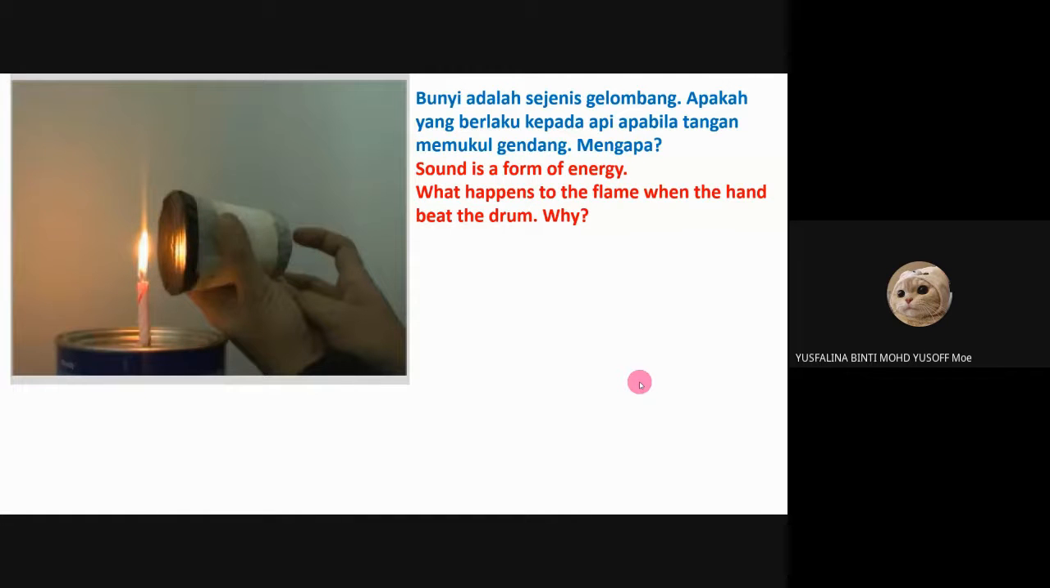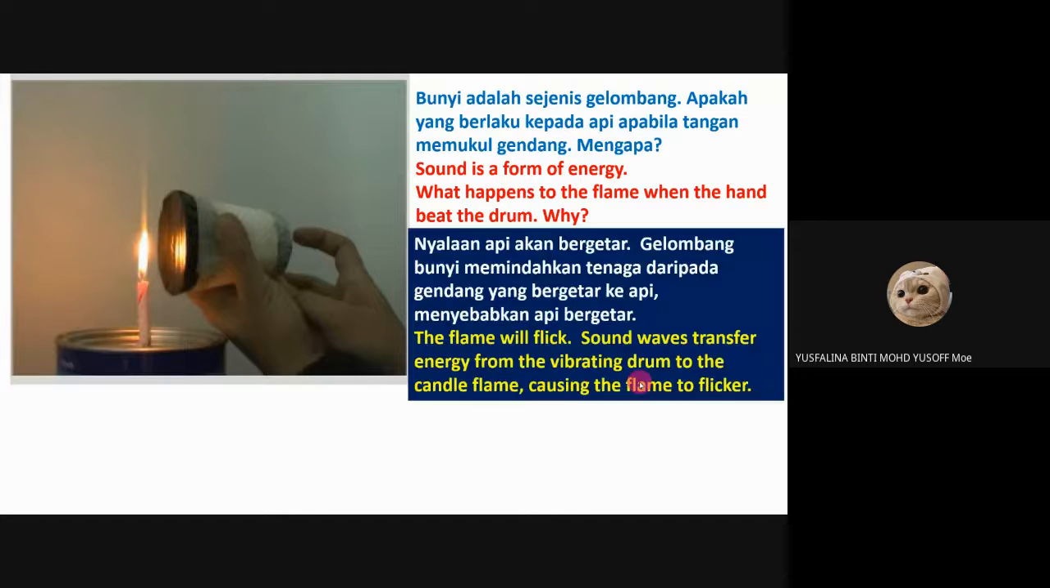Okay, so it says here sound is a form of energy. What happened to the flame when the hand beat the drum? The flame reflects. Sound waves transfer energy from the vibrating drum to the candle flame, causing the flame to flicker. So the medium they use here is actually the air molecules. The air molecules will vibrate and transfer the sound energy, and it causes the flame to flicker.